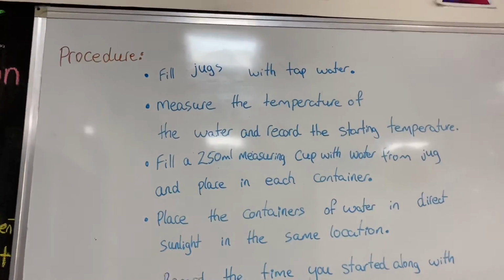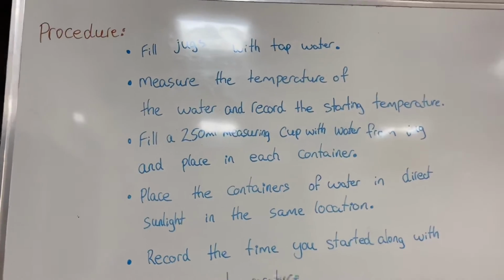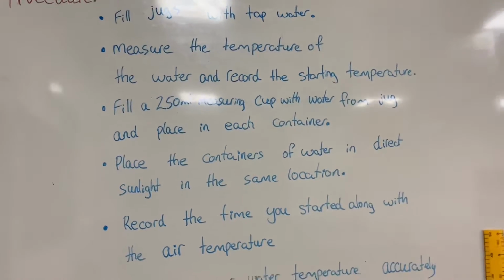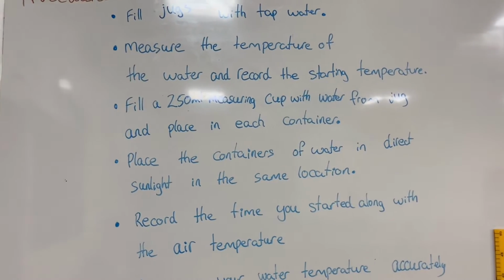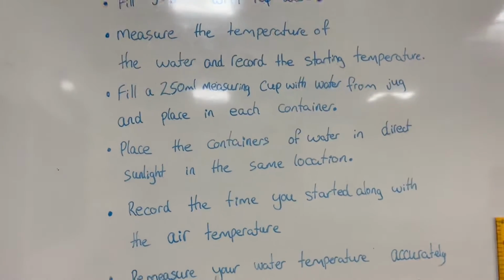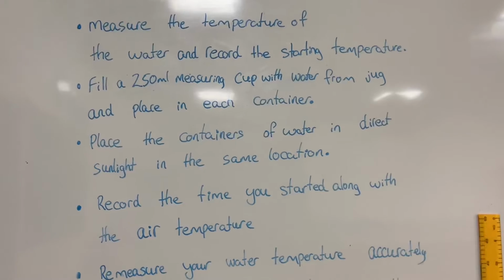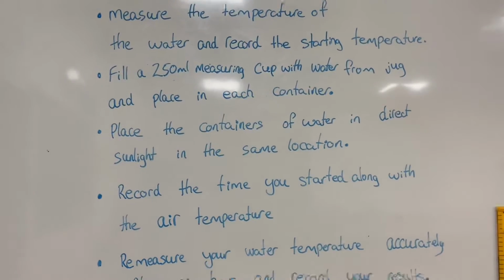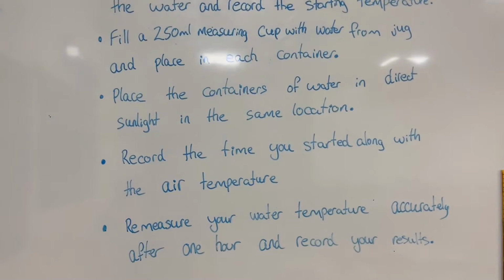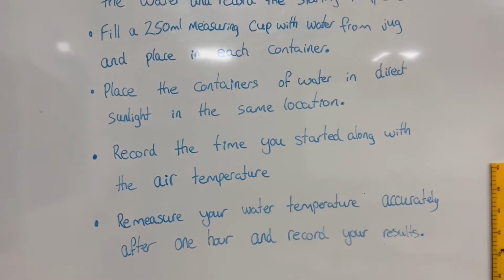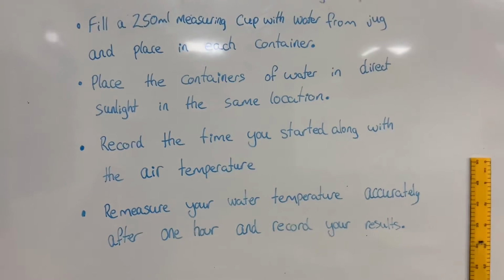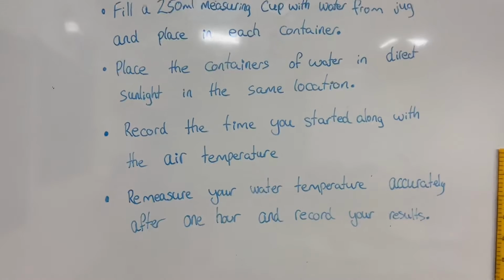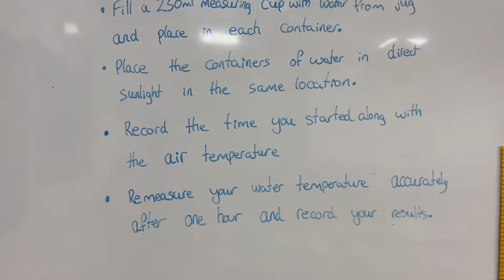In this procedure, fill jugs with tap water, measure the temperature of the water, and record the starting temperature. So you want all the water to be the same temperature. Fill a 250 ml measuring cup with water from the jug and place in each container. Place the containers of water in direct sunlight in the same location, because we want to try and work out, can the sun heat the water, and how hot can we get it?